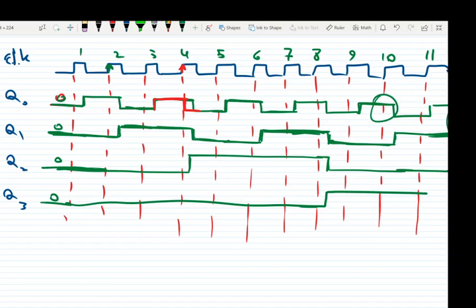And this one is the timing diagram for a counter using the flip-flop.